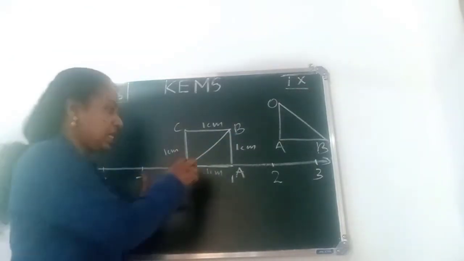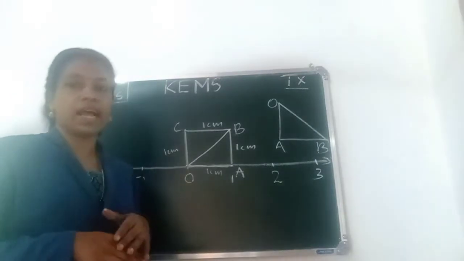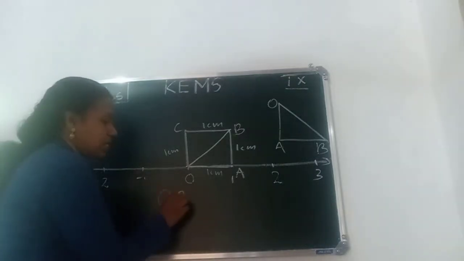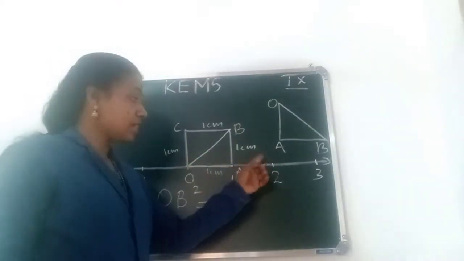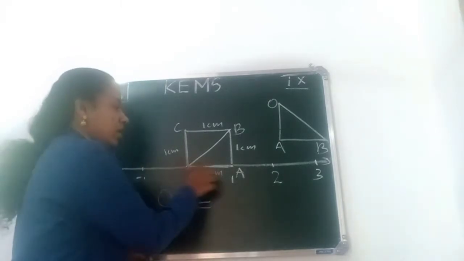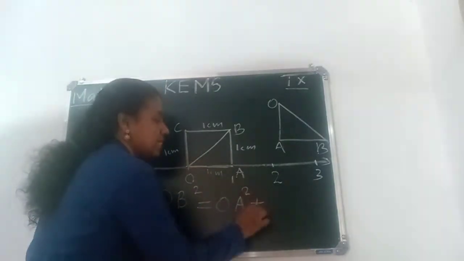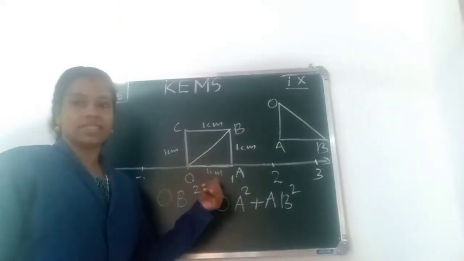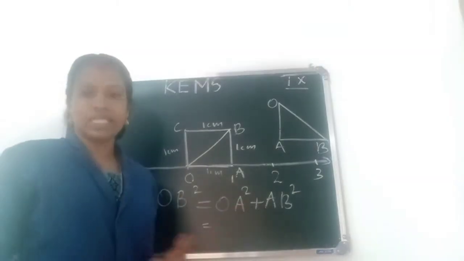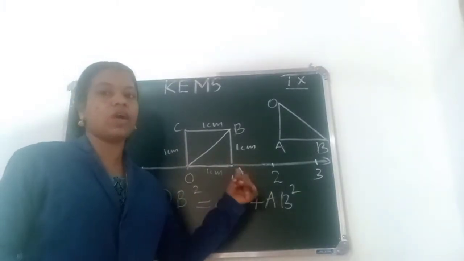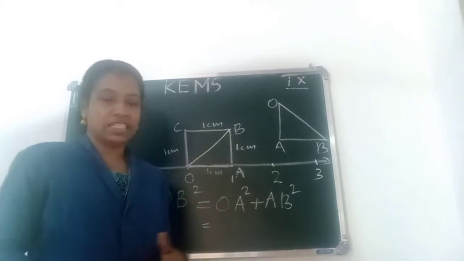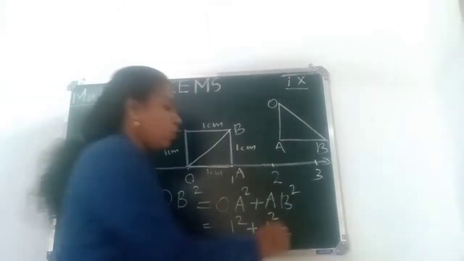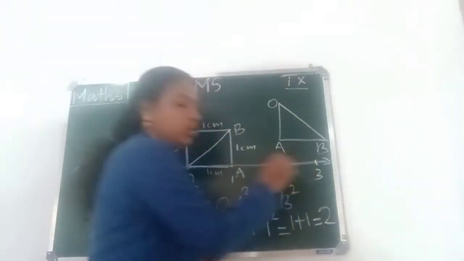So, what is here? OB square. OB is the longest side in this right angle triangle. Therefore, OB square equals the sum of the squares of the other sides, so OA square plus AB square. Now, what is OA? OA equals 1 centimeter. This unit square has side 1 centimeter. So 1 square plus 1 square equals 1 plus 1, which is equal to 2.